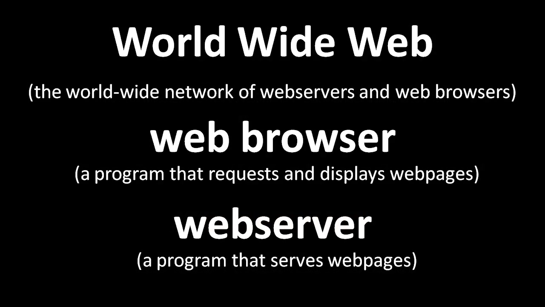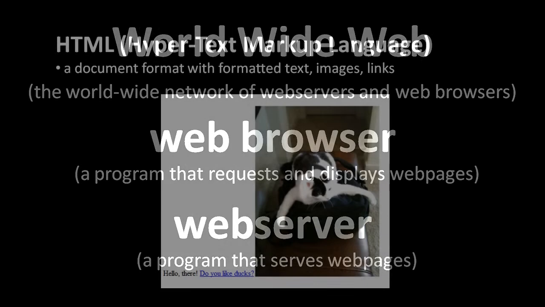So first off, some basic terminology. What is the web? Well, what was coined the World Wide Web is really just the worldwide network of web servers and web browsers. And a web browser is a program which will request web pages and then display them. And a web server is simply a program that serves those web pages to the web browsers which request them.